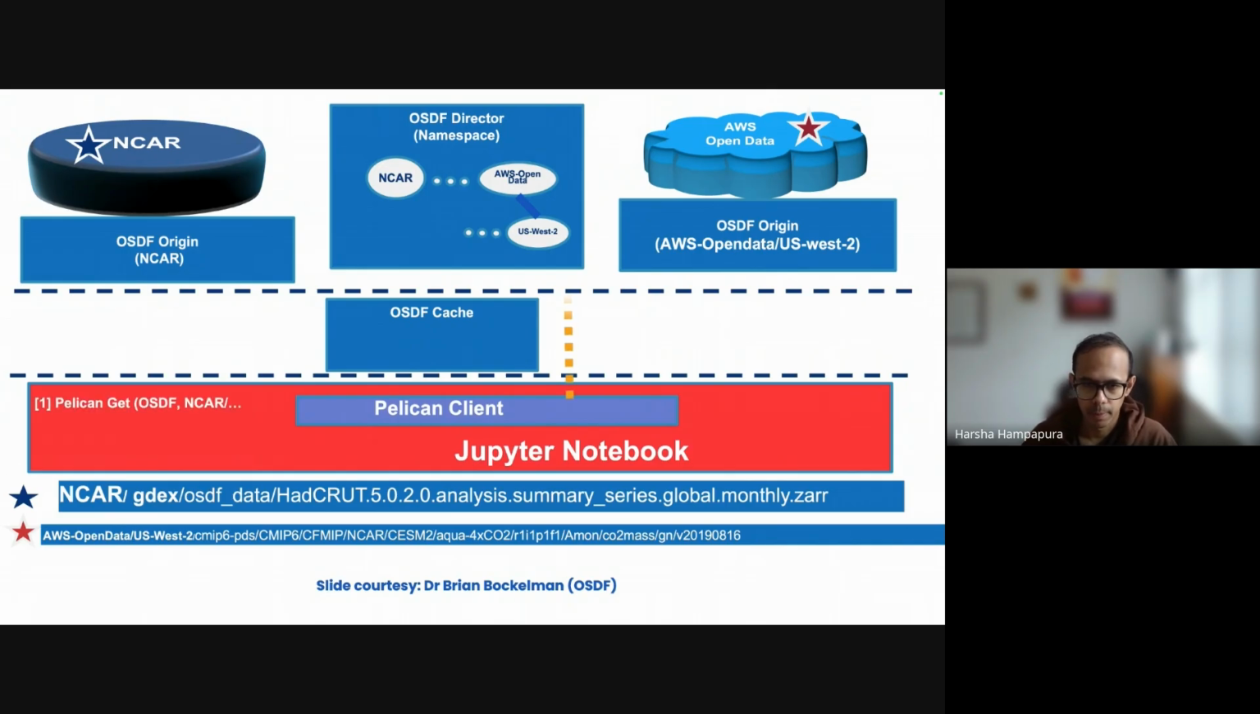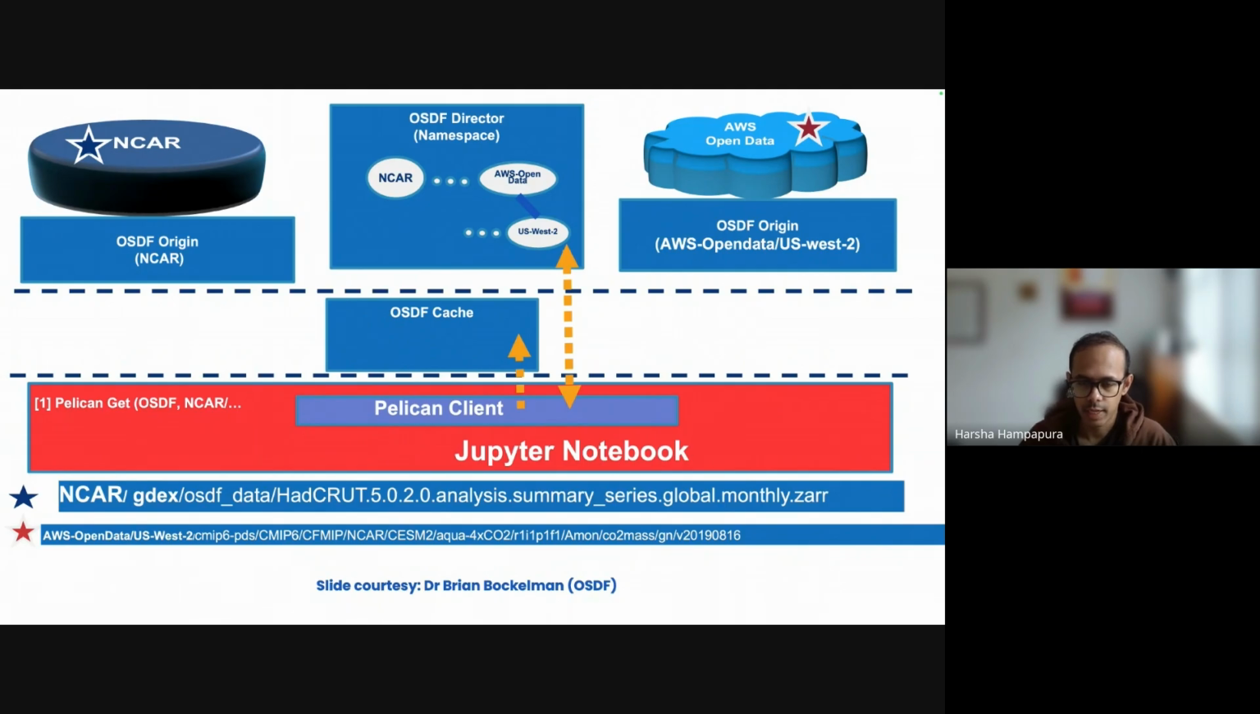Okay, now, using a Pelican get operation, the client requests this data, and this request is routed to a central service called the OSDF director, and the director is aware of all these different origins and caches. The director gets back to the client and says, I know where this data is. And the client is redirected to a nearby cache for this data.